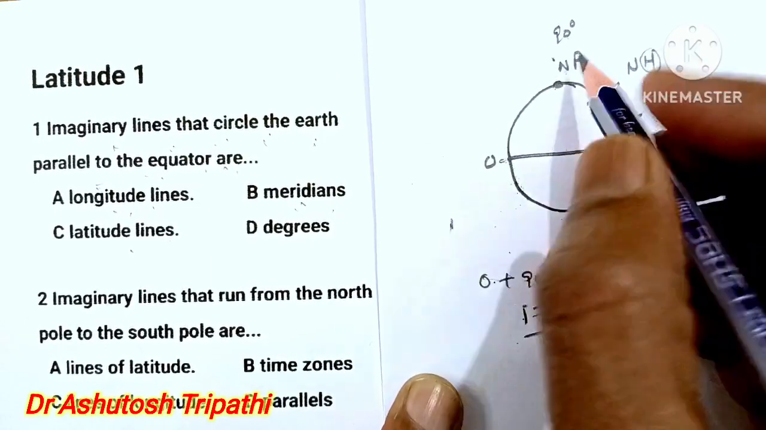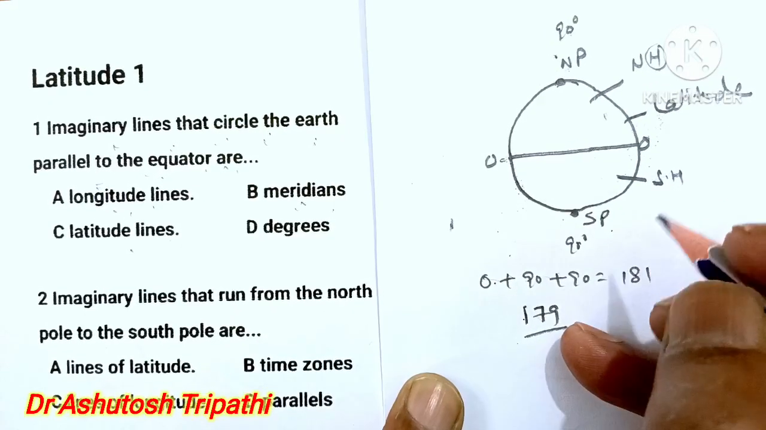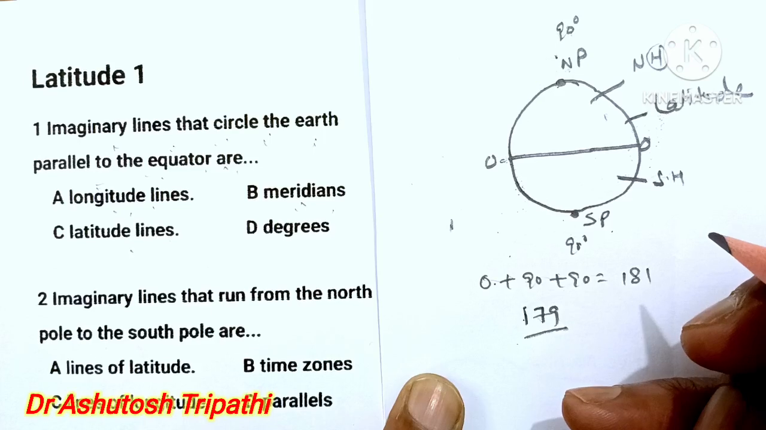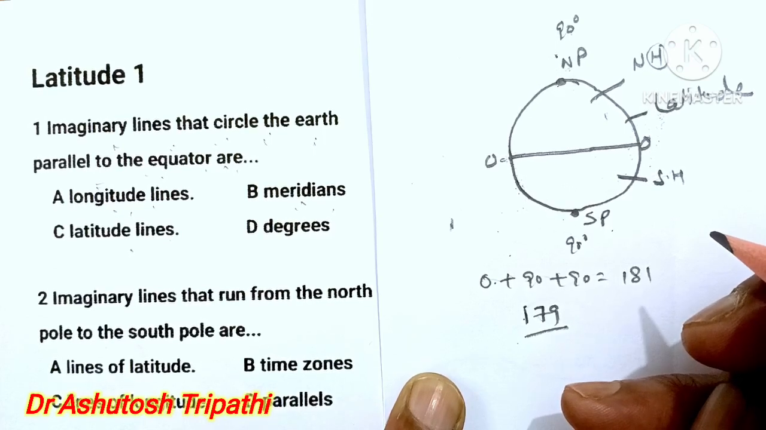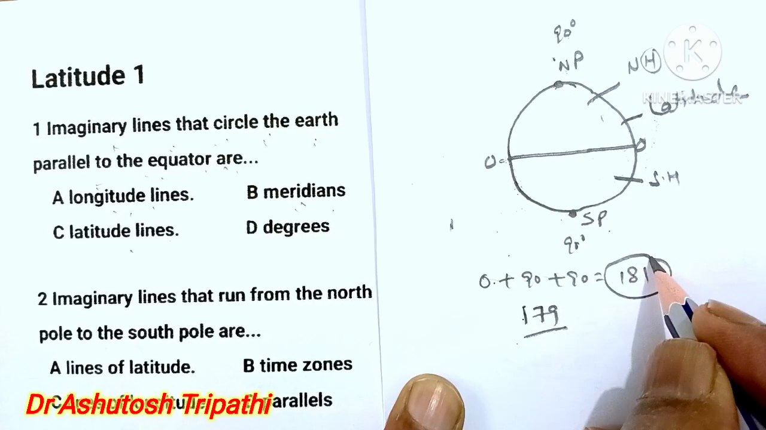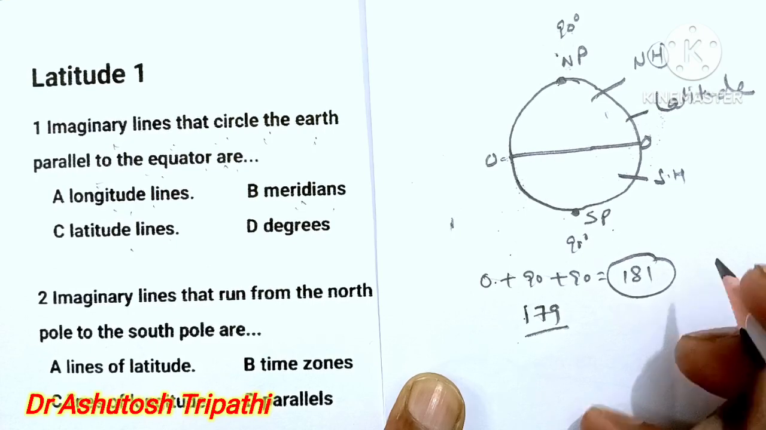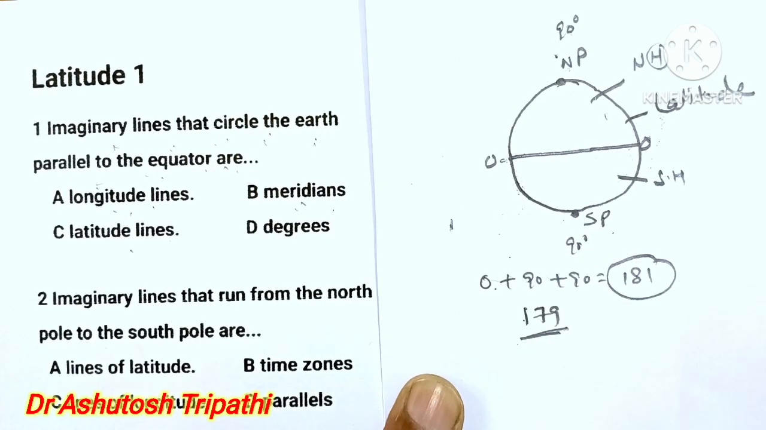Why? Because the North Pole and South Pole are points, dots, not lines. So when the question is how many latitudes are there on the Earth, the answer is 181. But when the question asks how many latitude lines there are on the Earth, then it is only 179.